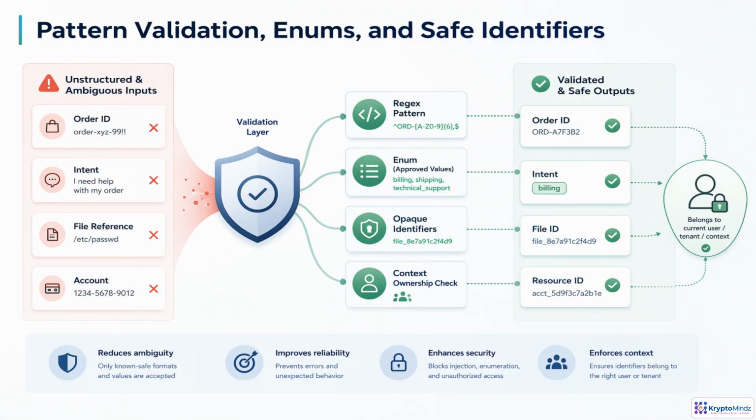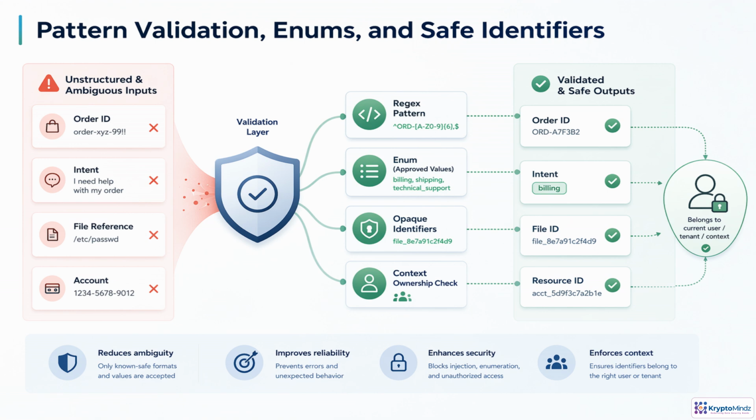From there, validation should turn vague user input into narrow, predictable values before any tool or backend sees it. Regex patterns help with structured IDs, like orders or tickets, because they reject malformed strings early. Enums are better for intents. Instead of interpreting "help with my order," force one approved value, such as billing, shipping, or technical support.